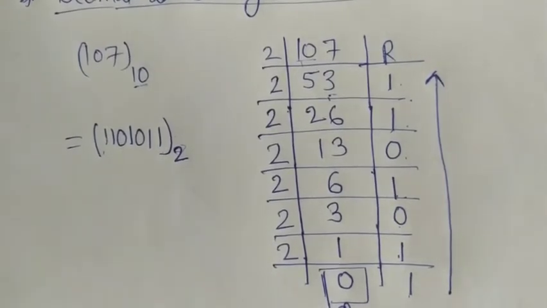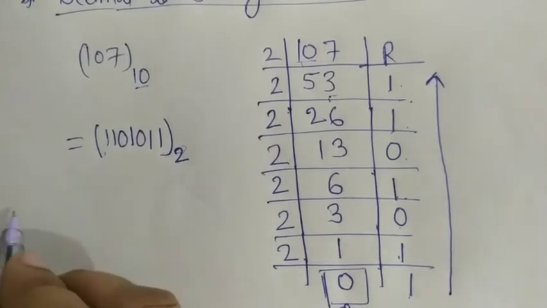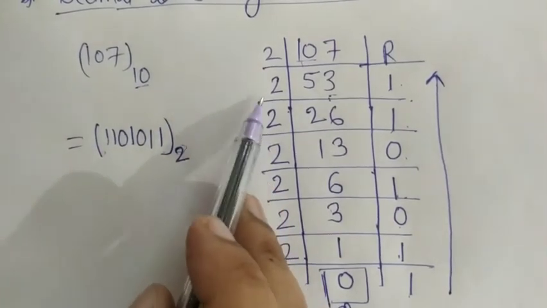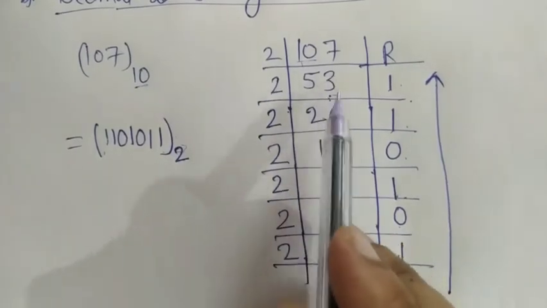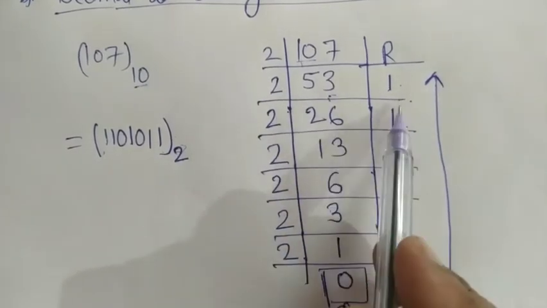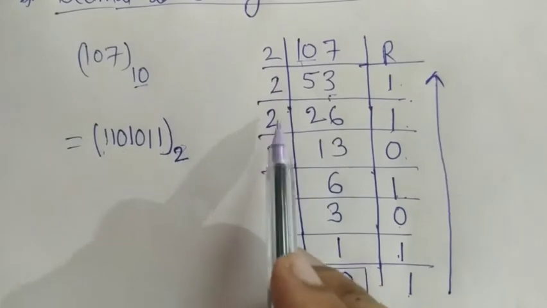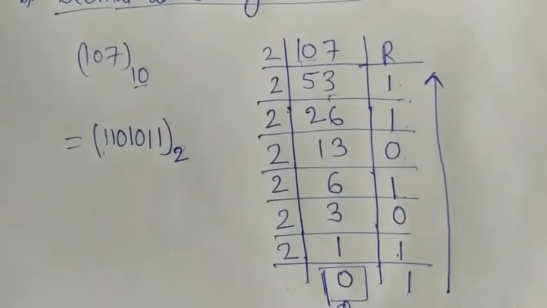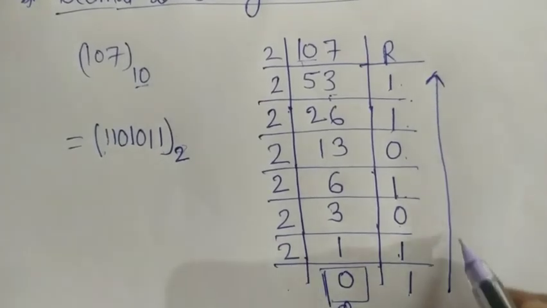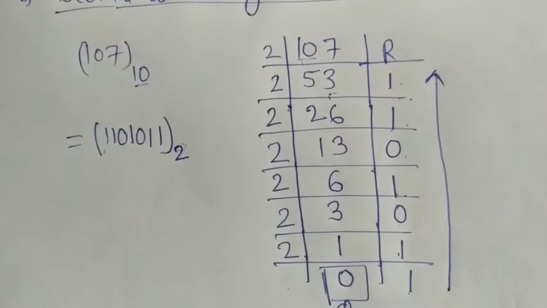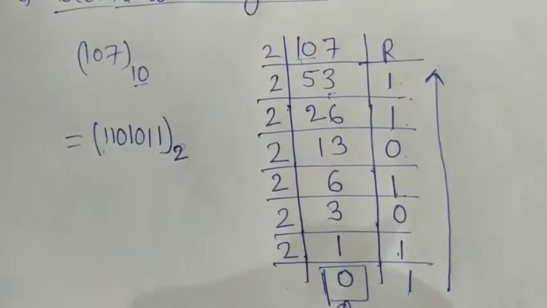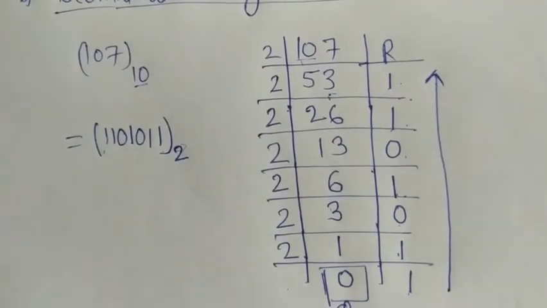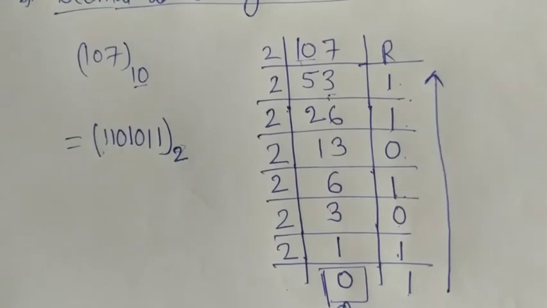So in this way we can convert any decimal number to a binary number. What is the rule? First, divide by 2, write the quotient and remainder individually, and divide by 2 again and again till the quotient is 0. After that, write all the remainders in reverse order. Okay? So thus we can change a decimal number to a binary number.